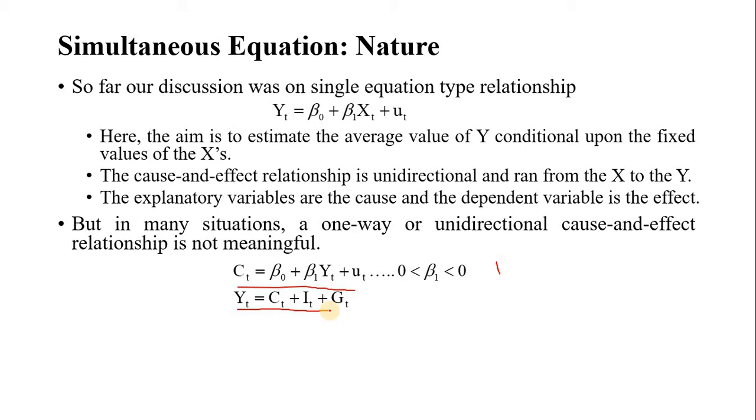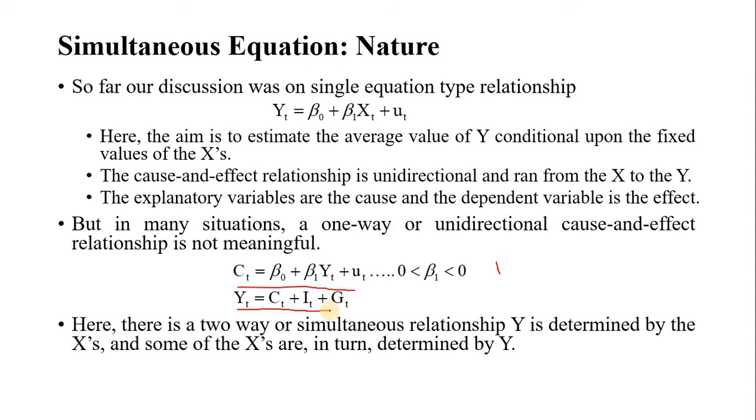This is what is called bidirectional relationships. In the first equation, ct depends on yt, and in the second equation, yt depends on ct, and both these equations are simultaneous equations. Okay, ct is a function of yt, and yt is a function of consumption, investment, and government expenditure. So this is the example of a two-way equation or simultaneous equations.